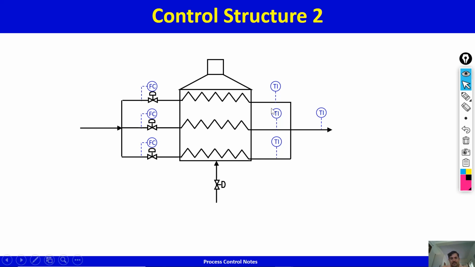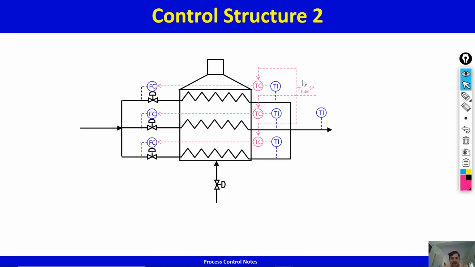Obviously I want heat load balancing, so each of these outlet temperatures should be controlled, and the simplest way of controlling them is to adjust the flow through the pass. So the temperature is controlled, and the set point of these temperature controllers is the same, and I'm calling that set point T tube set point. So this will give me heat load balancing.